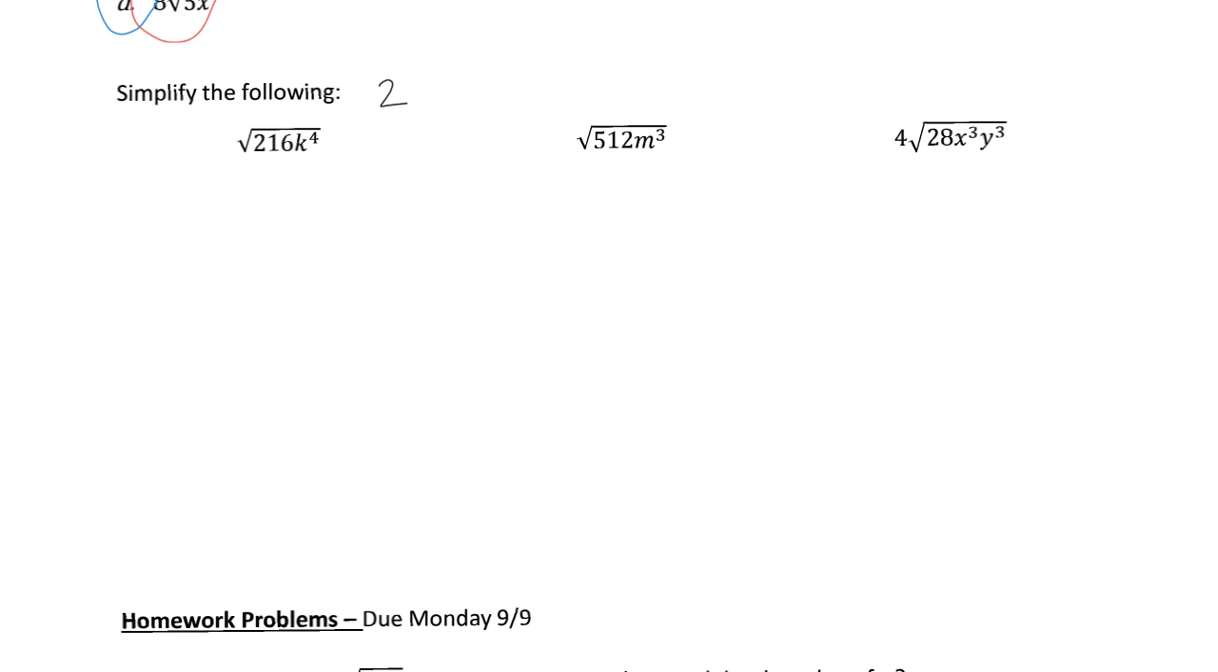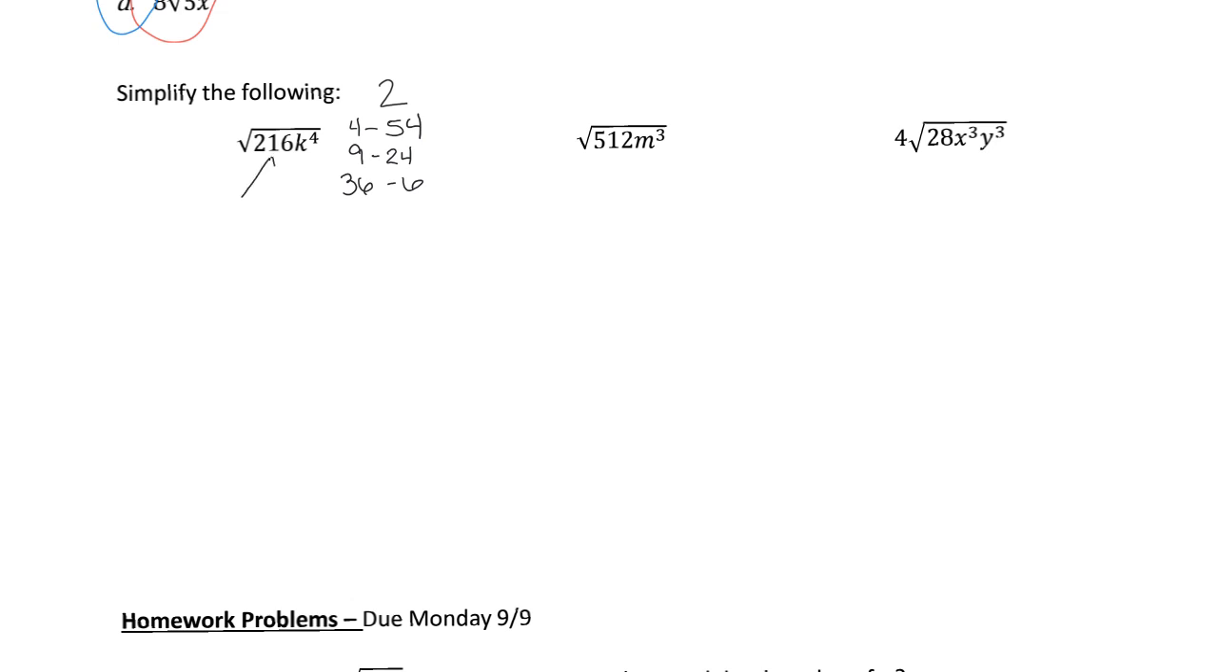So let's first start by finding perfect squares that fit into 216. Okay, so let's start by doing that. They are 4 and 54. Also 9 and 24. And 36 and 6. Okay, so again, we are always trying to find the largest perfect square.